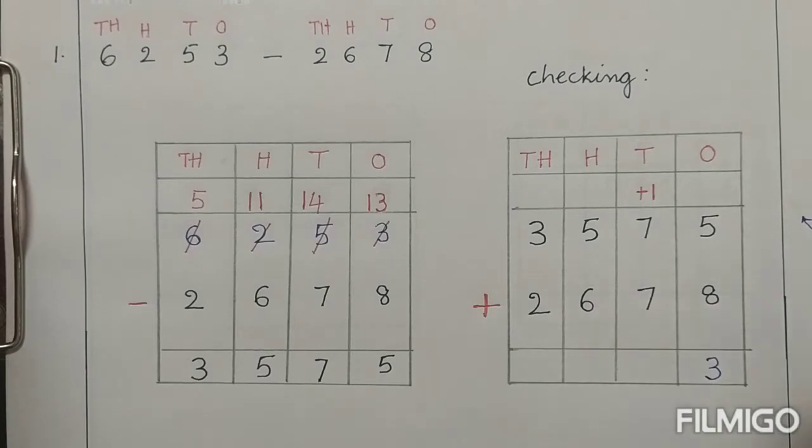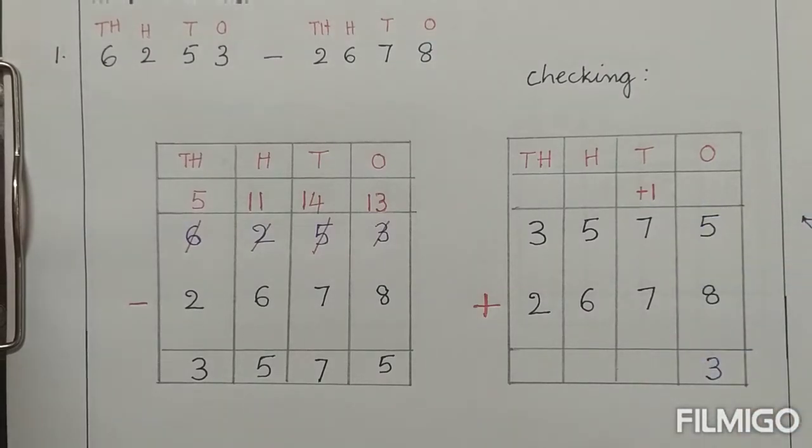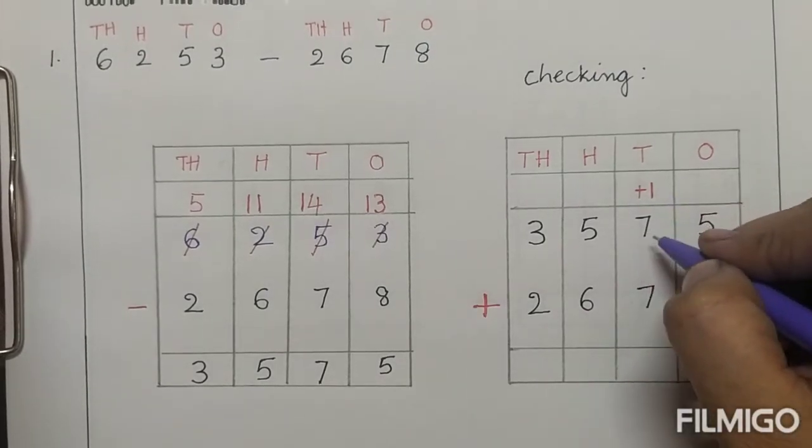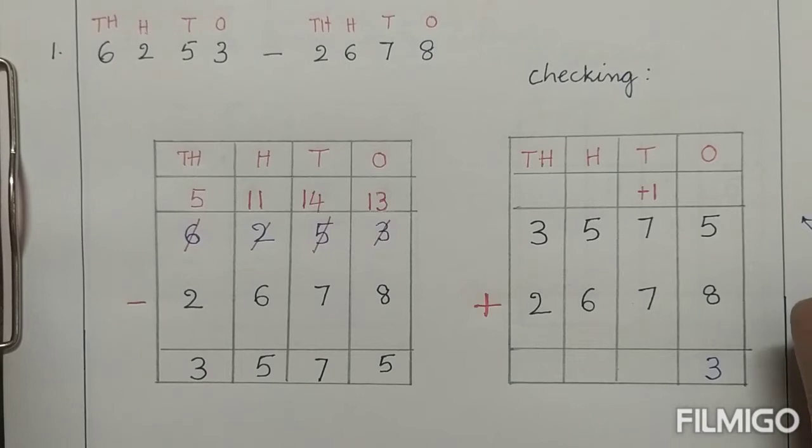Now we have to add 1 plus 7, 8, 8 plus 7, 15. So again you are getting two digits.